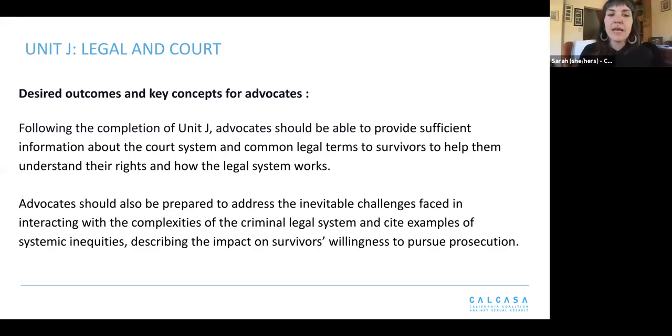and all of those kinds of nuanced pieces. Advocates should also be prepared to address the inevitable challenges faced in interacting with the complexities of the criminal legal system and cite examples of systemic inequities, describing the impact on survivors' willingness to pursue prosecution, right? So interacting with the criminal legal system is never a quick and easy process. Like we mentioned before, there's a lot of myths around how well or how quickly the system works. So advocates really need to be able to, again, speak intelligently about that and prepare victim survivors for that, as well as having a really deep understanding themselves of some of those systemic inequity pieces, as well as the complexities.